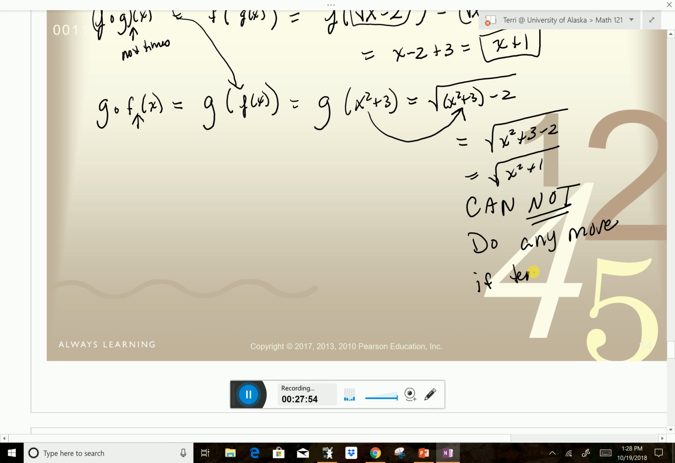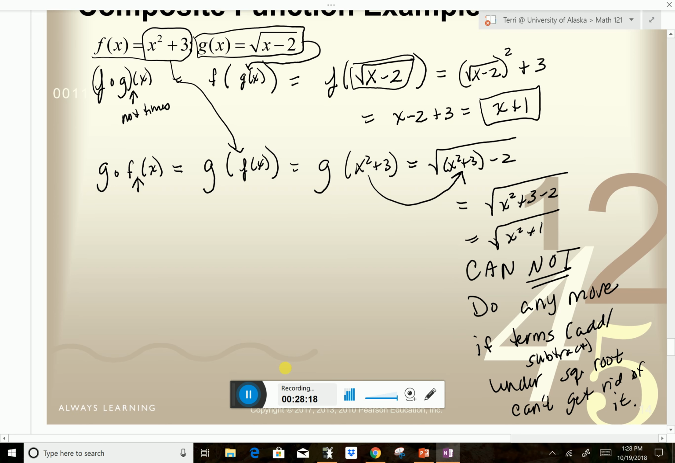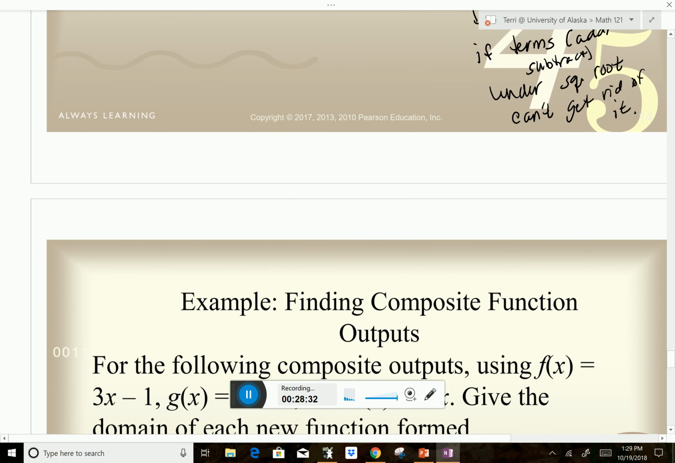If there are terms added or subtracted under a square root, you can't get rid of it. Okay, so big difference in these problems. This, I squared the whole square root. Here, I had the square root of terms, so I can't do anything to it. This is an important concept that I want you guys to understand. It kind of shows up on tests a lot.